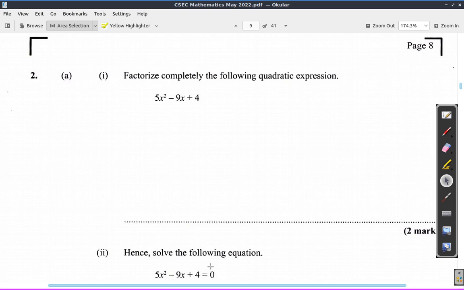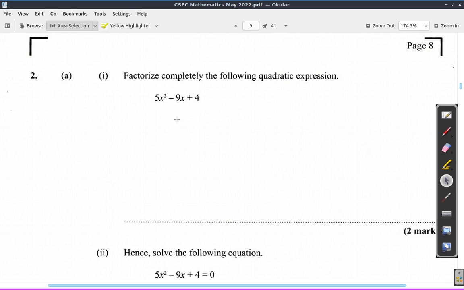Why? Because the expression does not have an equal sign. It just expresses what's happening. So when you're asked to write an expression, do not put an equal sign. Down here now, it's an equation. You see the equal sign there.